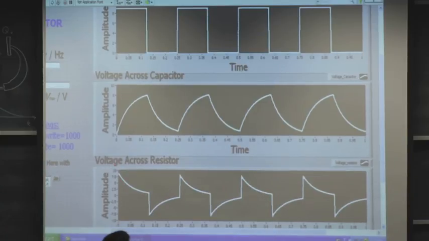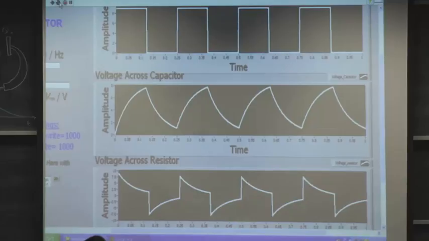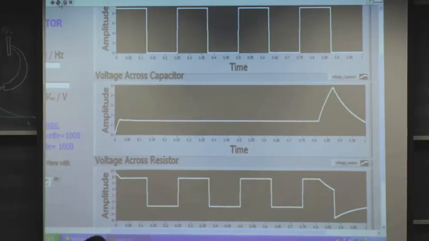Now let me run this file. Alright, so now this program is running. This is my input voltage, and this is the voltage as seen across the capacitor, and this is the voltage across the resistor. Alright, now what I'm going to do, first of all I'm going to explain this. So let me just vary the resistance a little bit. So now I'm varying the variable resistor. This waveform is changing.